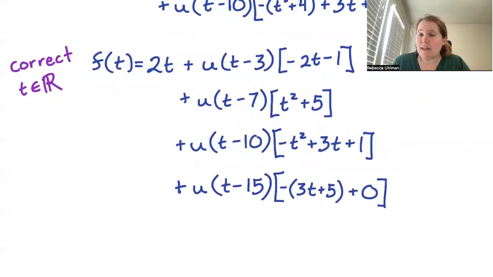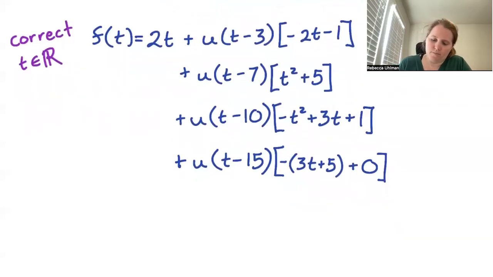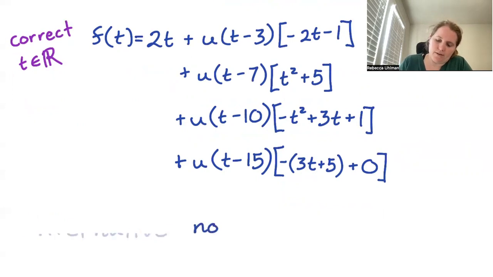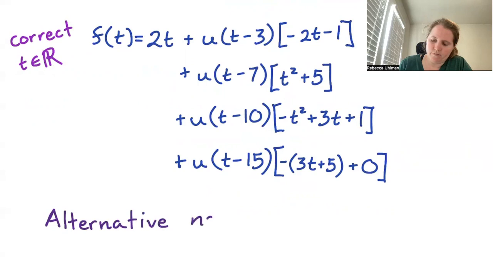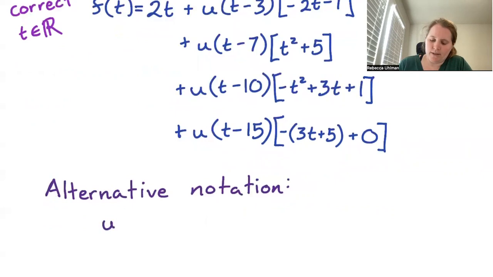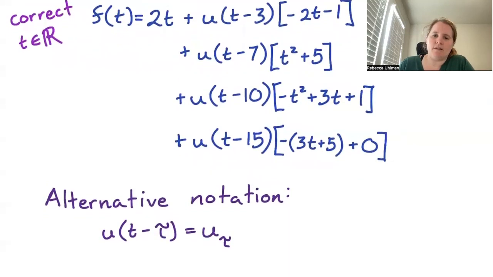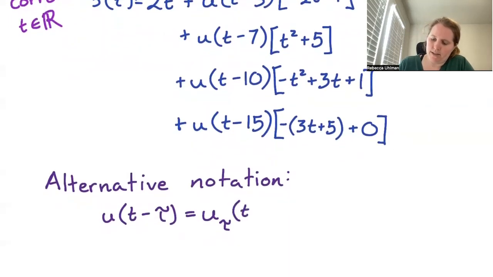For an alternative notation, which you are welcome to use, let me do this actually in another color. So an alternative notation: you are welcome to write u of t minus tau as u sub tau. That way you don't have quite as much to write out. And then we could write this as u sub tau of t.